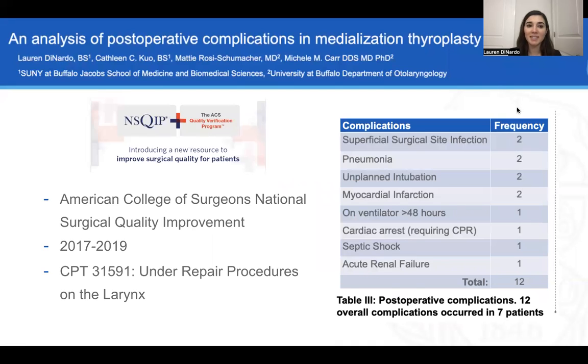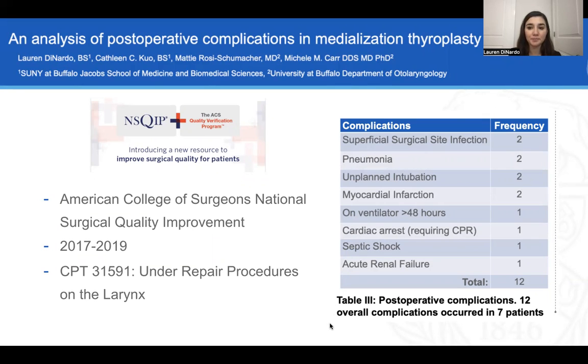So I did a research project on the complications of medialization thyroplasty, and we looked at the CPT code 31591 and surveyed the National Surgical Quality Improvement Program database by the American College of Surgeons from 2017 through 2019. The complications we found are on the right here. What's important to note is that we found 12 overall complications in 7 patients, and we looked at over 300 patients. So this procedure has a fairly low complication rate and is really great at improving phonation from vocal cord paralysis.